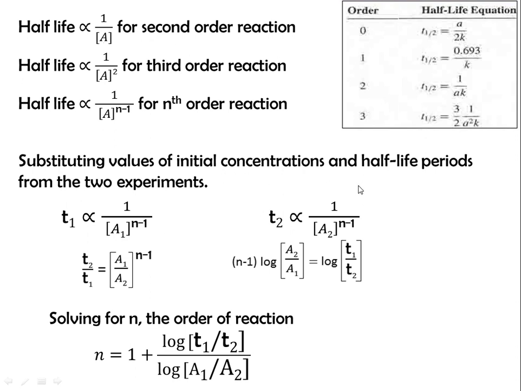Substituting values of initial concentrations and half-life periods from the two experiments, here T1 is directly proportional to 1 upon A1 raised to n minus 1. In a similar way, T2 is directly proportional to 1 upon A2 raised to n minus 1. So we take T2 upon T1 is equal to A1 upon A2 raised to n minus 1. Simplifying this equation, taking logarithm, log of T1 upon T2 is equal to n minus 1 log of A2 upon A1.